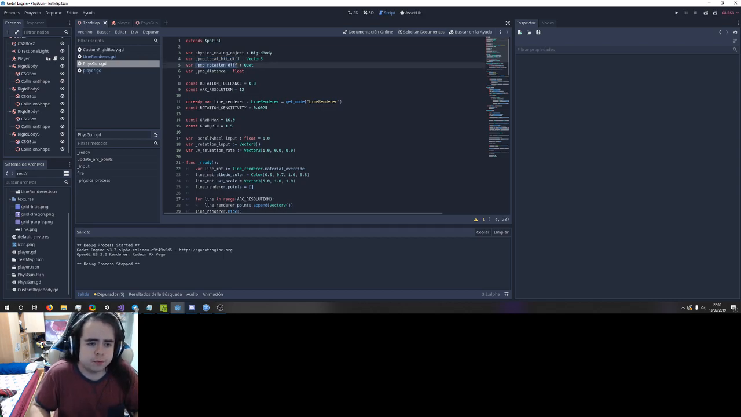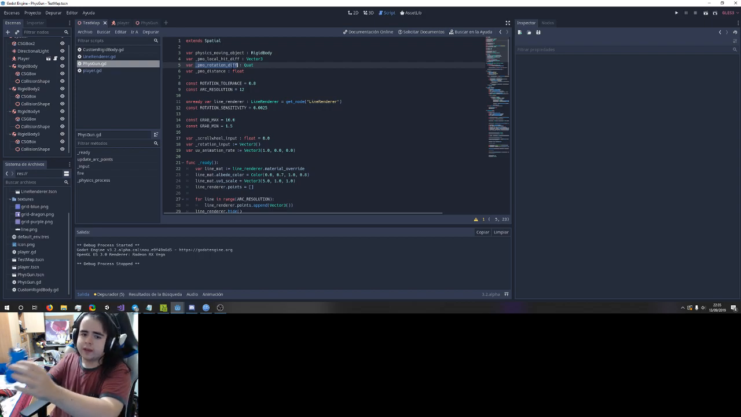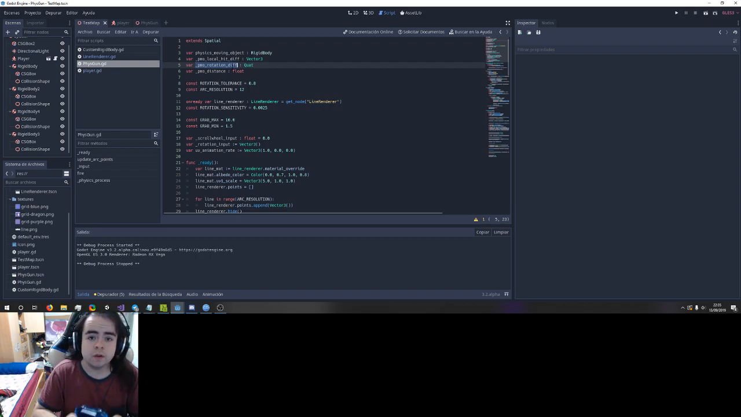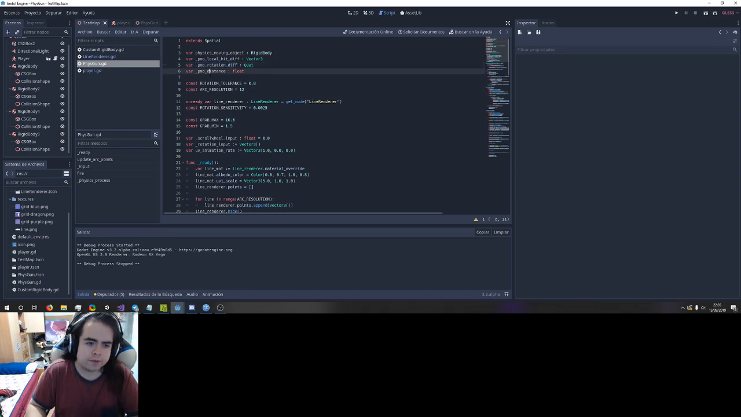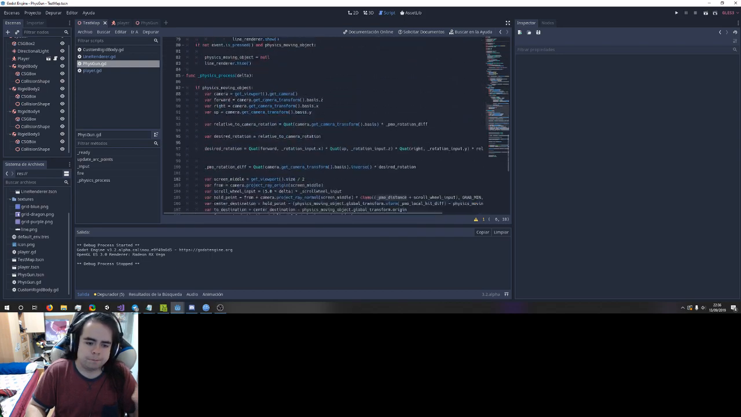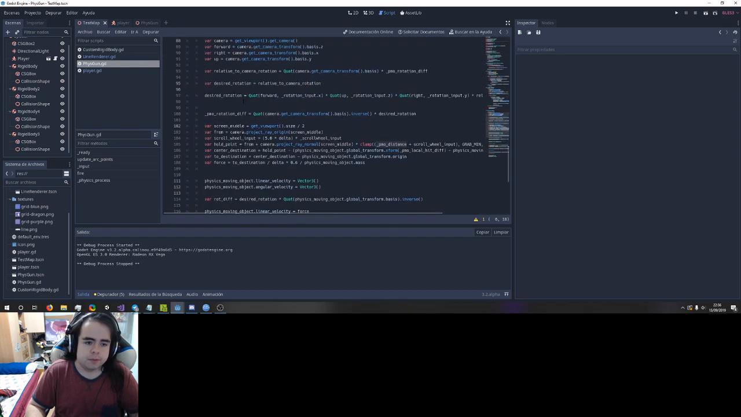There's also rotation diff, which is when I grab the object and it's looking at me, I want to know what's the difference between my rotation and their rotation, so when I move it around, we keep the same rotation difference. That way the object will continue to face me, regardless of what kind of translation I do to it. And then we have the distance, which is how far the object is from me.